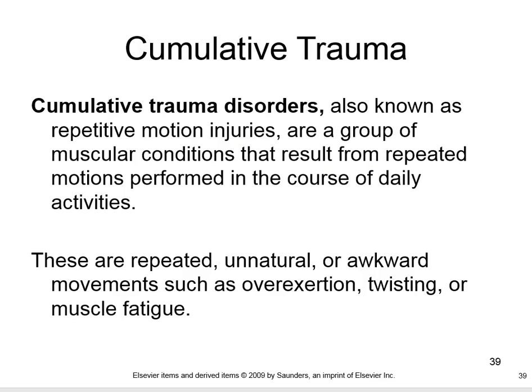All right, the next section is on cumulative trauma. These are also known as repetitive motion injuries. They're a group of muscular conditions that result from repeated motions performed in the course of daily activities. These are repeated, unnatural, or awkward movements such as overextension, twisting, or muscle fatigue.